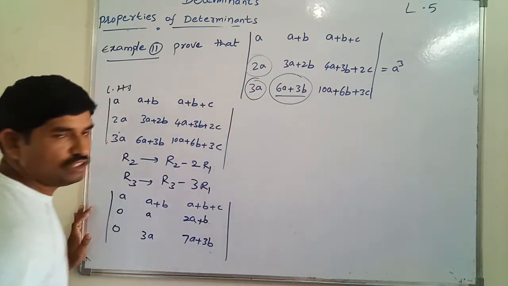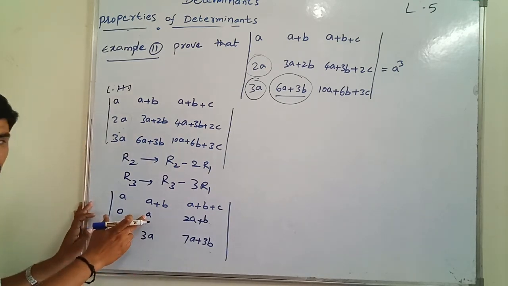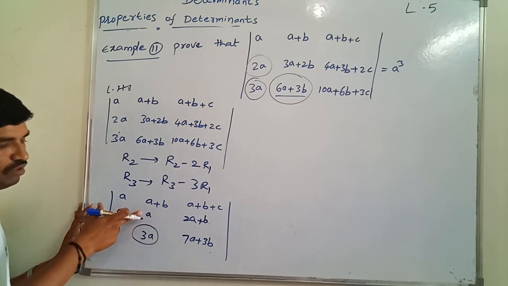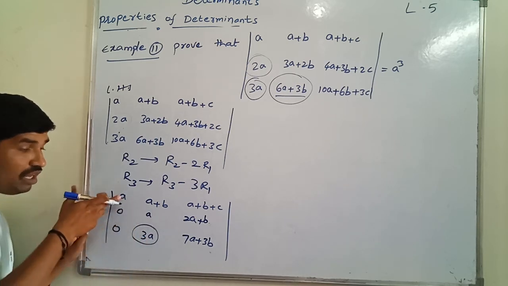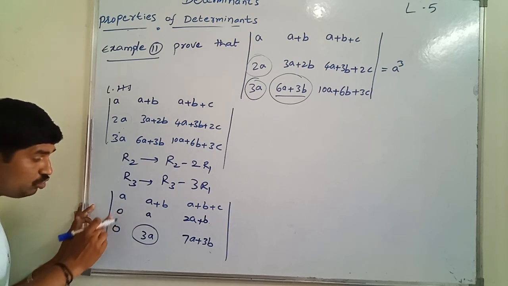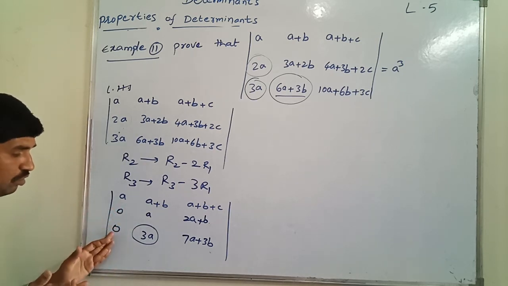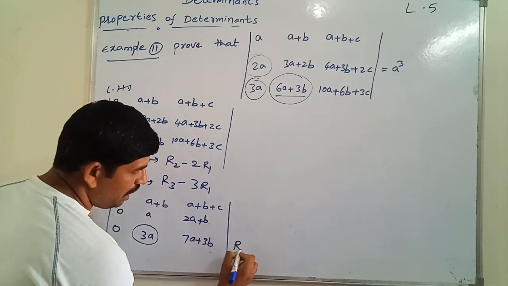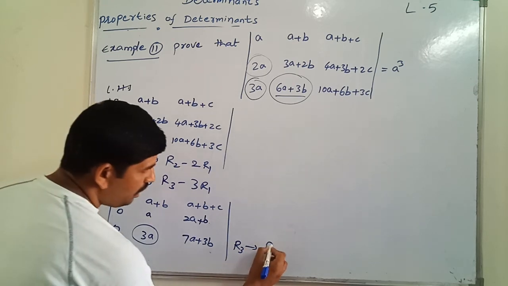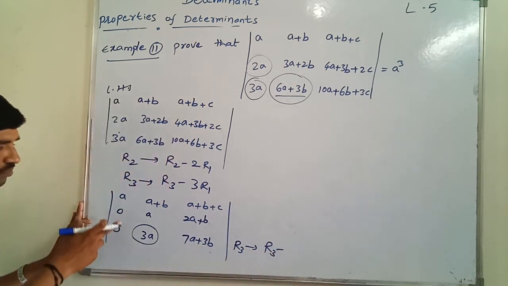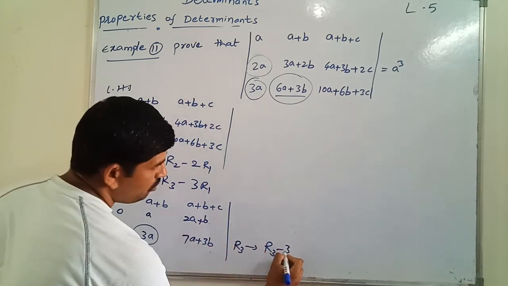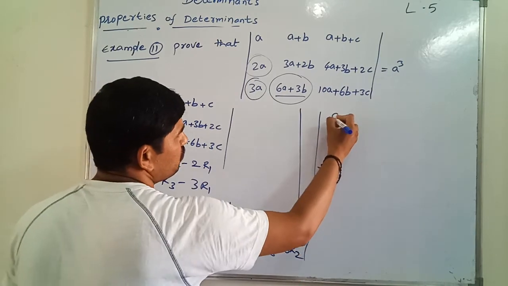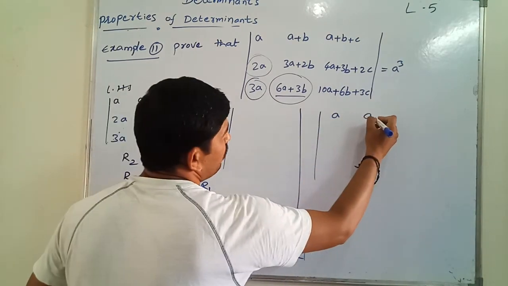We have to make this place 0. How will we make this place 0? This is A, this is 3A. To get this place 0, you have to multiply R2 with 3, not R1. Because these 2 places are 0, 0 minus 0 will again give 0. That's why we are using R2 only. The operation I am writing: R3 tends to R3 minus 3 into R2. Next, this is the last step. After this our solution will be concluded.